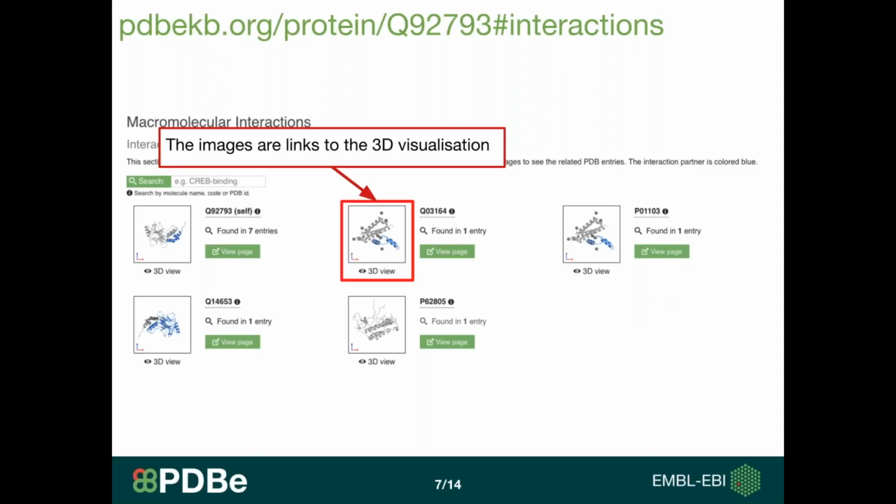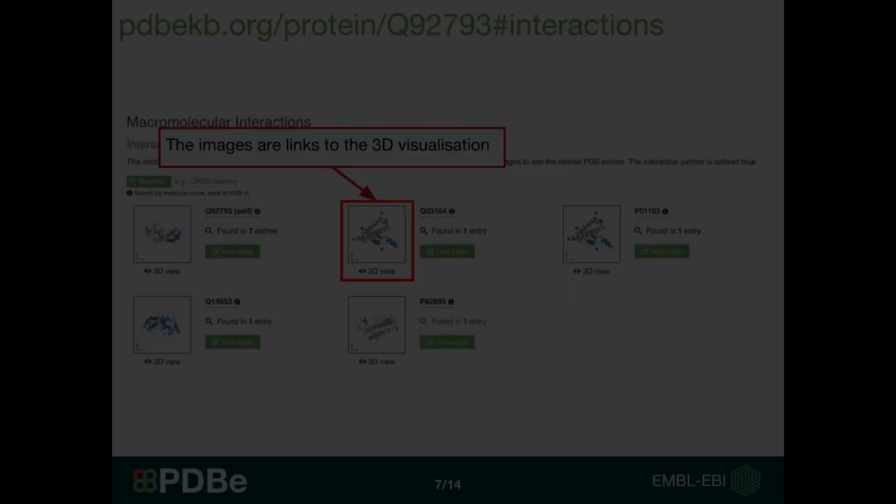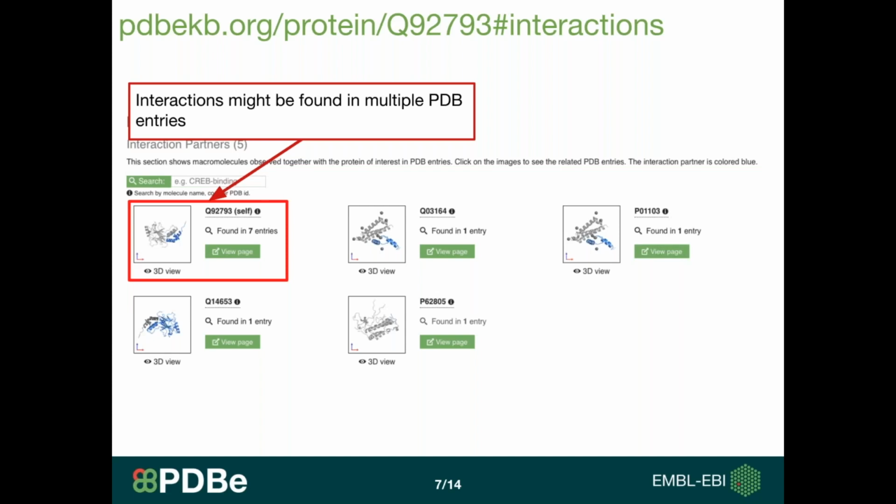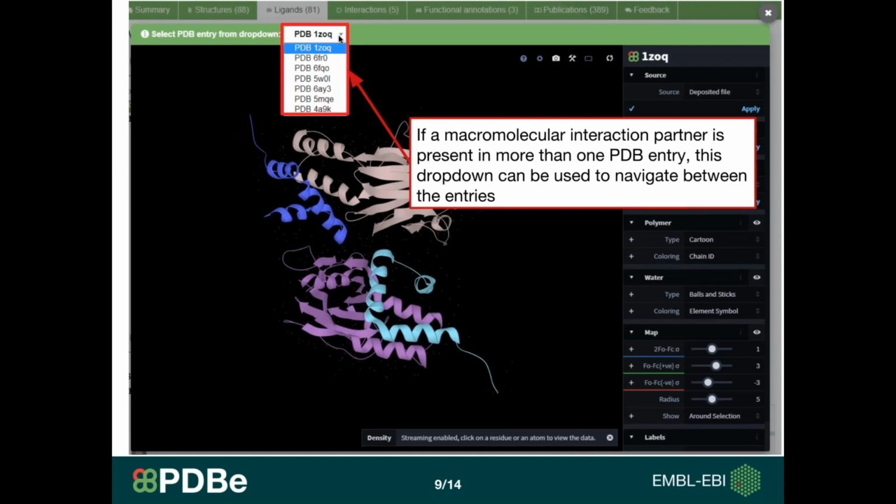Finally, if you click on the small image, then you will be able to display it in 3D. If there are more than one entries associated with this interaction, then you will see this by the number, and if you display it, you will be able to choose which PDB you would like to visualize using this drop-down at the top.